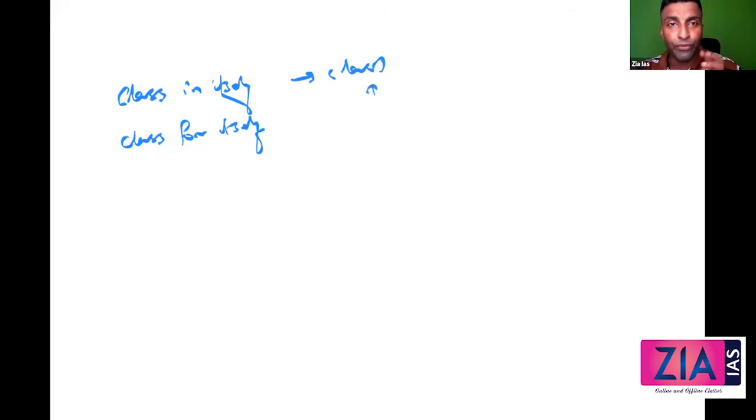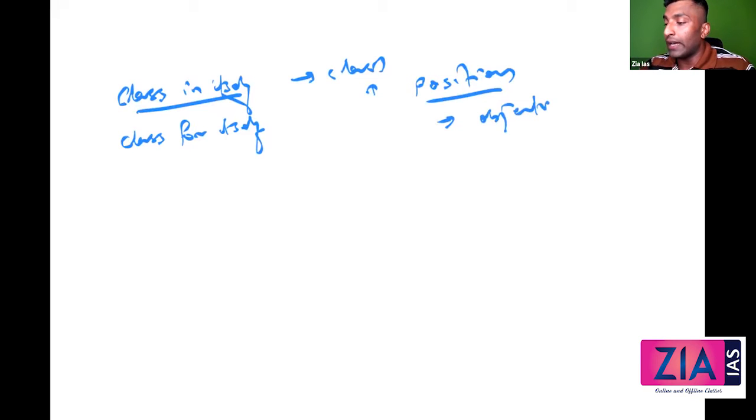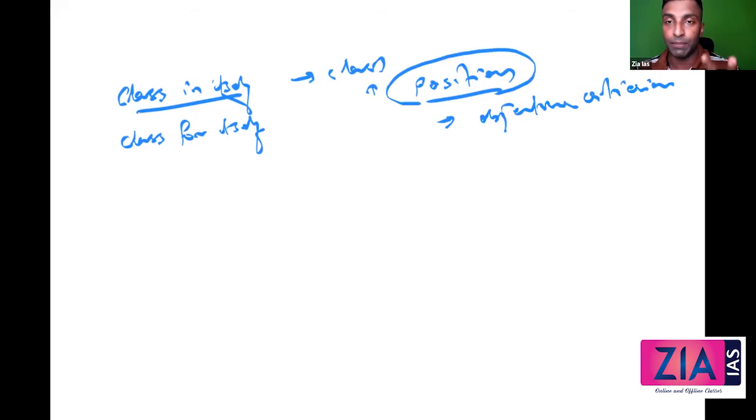So how is it defined? It is defined on one criterion. What is that criterion? It is your position, right? And is it an objective criterion? Yes, it is an objective criterion. So the concept of class in itself is based on an objective criterion, that is nothing but your position in the production process. It is defined on the basis of your position in the production process. That is nothing but the class itself, right?